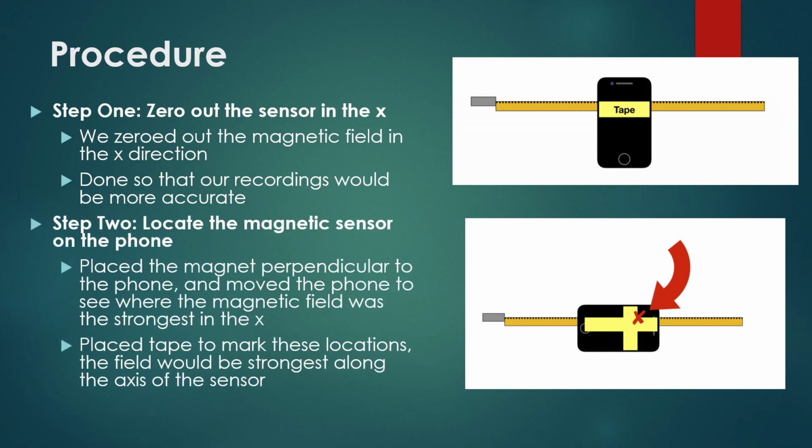Next, we also wanted to locate the magnetic sensor on the phone. So what we did is, as seen in the photo, we placed the magnet perpendicular to the phone and saw where the X component of the field was greatest. And we placed tape right there. And then similarly, we turned the phone 90 degrees, did the same procedure and placed tape where it was greatest in the X. And where those two pieces of tape intersect is where the magnetic sensor is.